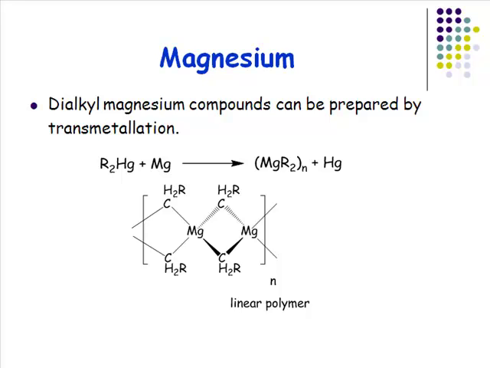And these dialkyl magnesium compounds are just like the dialkyl beryllium compounds. They are linear polymers. Although it's drawn like this, I haven't done anything to indicate it clearly, because we know how many electrons are associated with an alkyl group, this is 2-electron 3-center bonding.